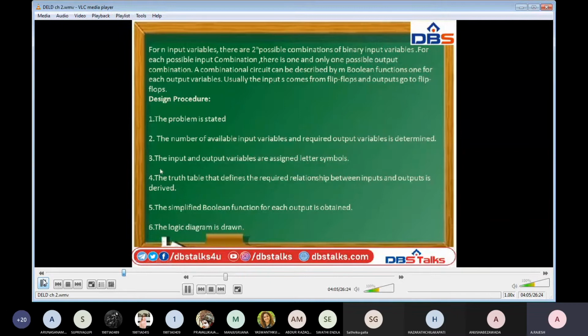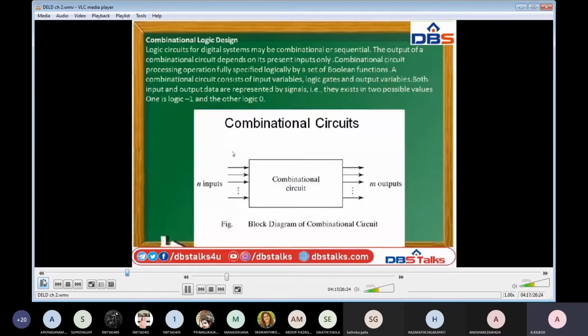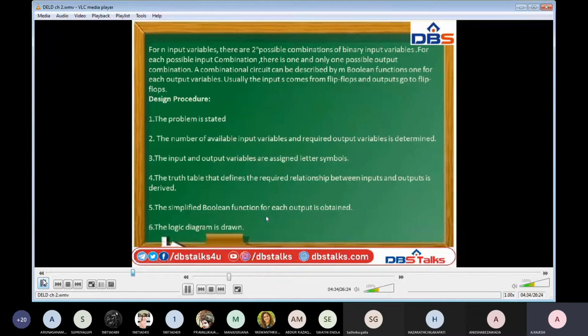Coming to the next one, the input and output variables are assigned letter symbols. Why? Because, as we have already told you, the input will be 1 and 0. If you assign 1 0 1 0 1 0 and you have n numbers, it will be confusing. So each and every input must be labeled with a letter or symbol.